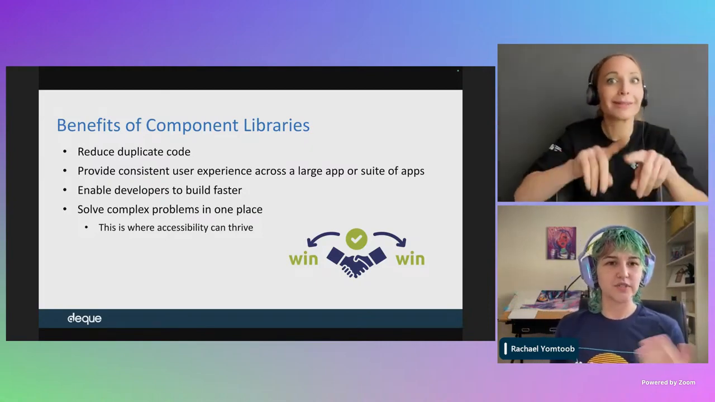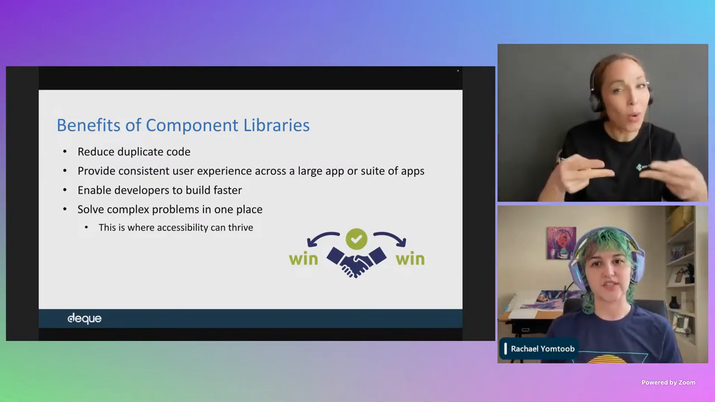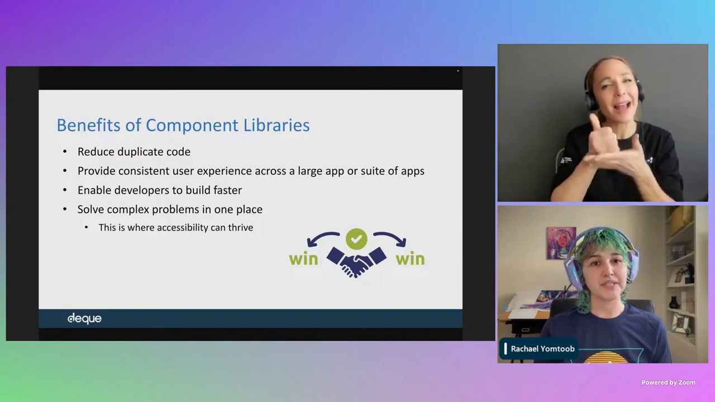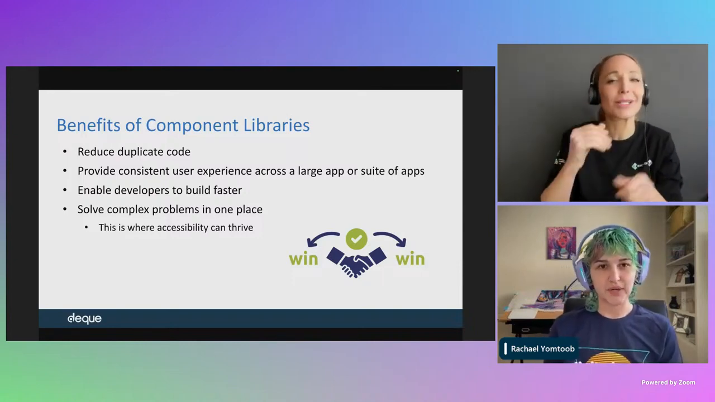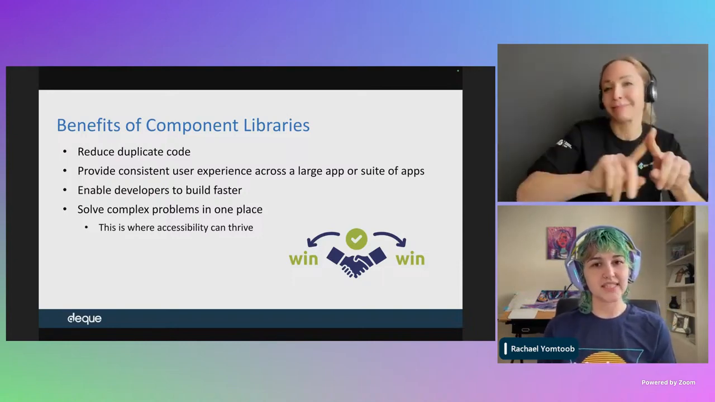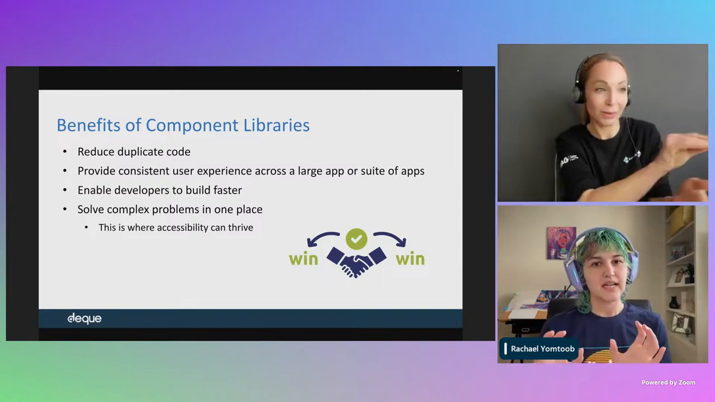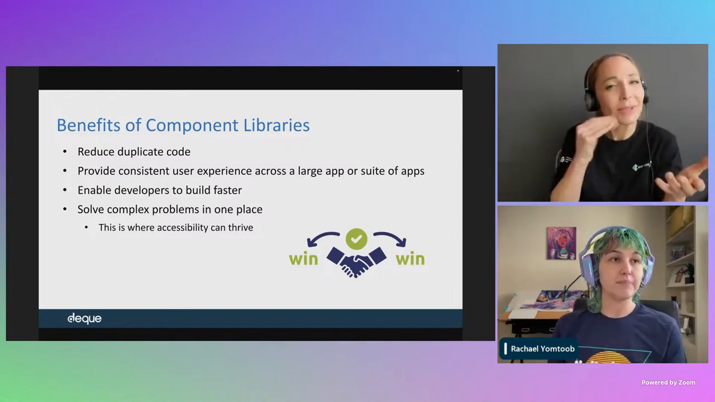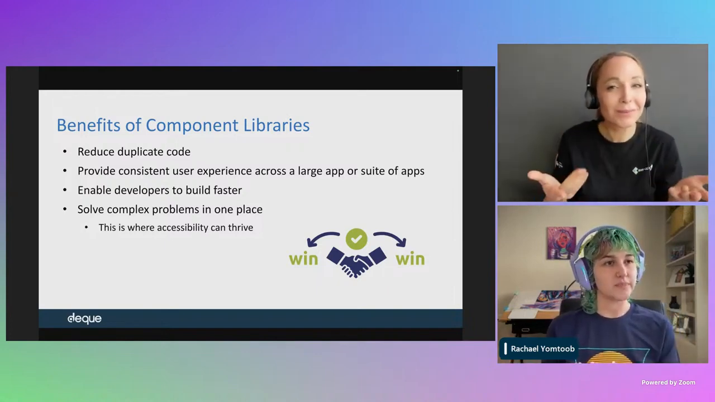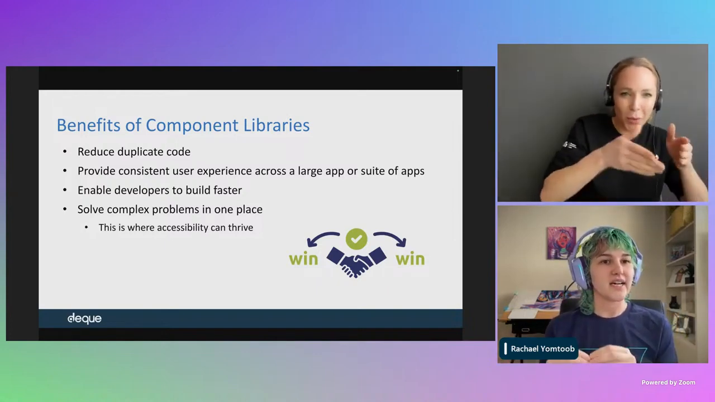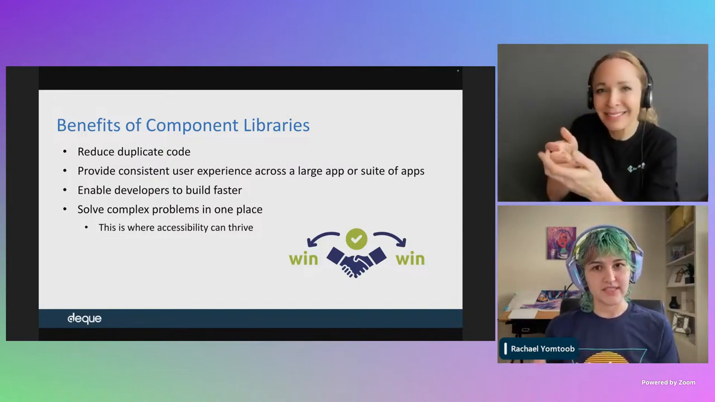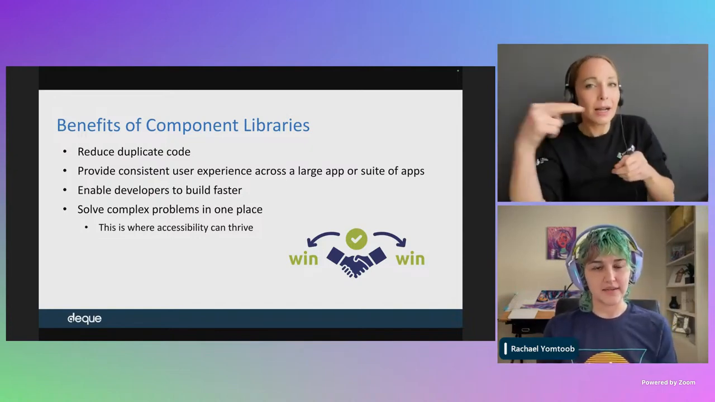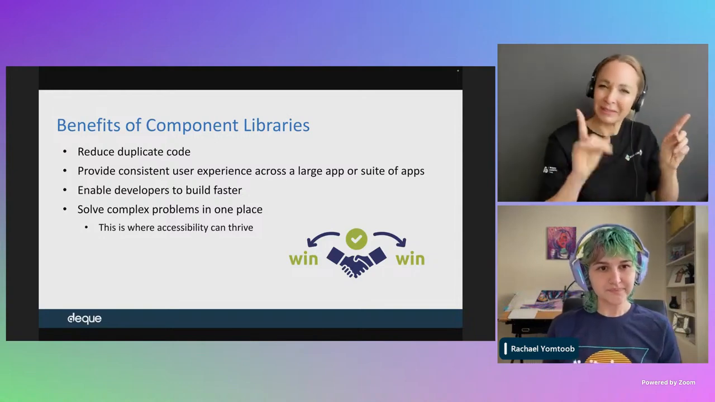Secondly, it helps us provide consistent user experiences across large apps or a suite of apps. As I mentioned, when we have components that are reused in multiple places, we want that experience to be exactly identical for our users. And if we implement those differently in 2 spots, we run the risk of the user experiencing differences in that design pattern and in that experience and workflow.